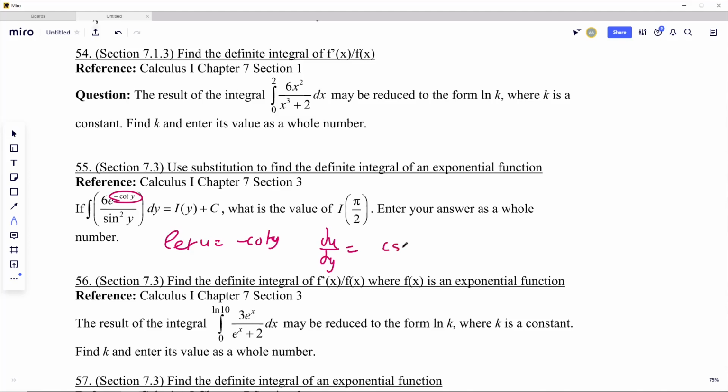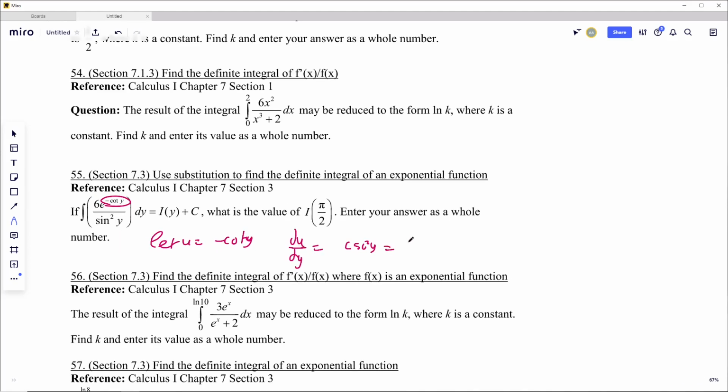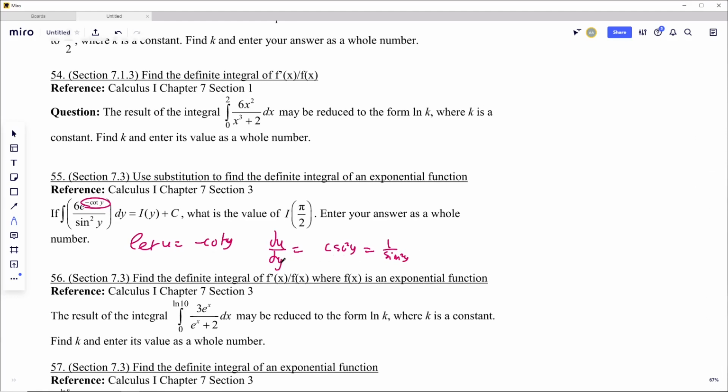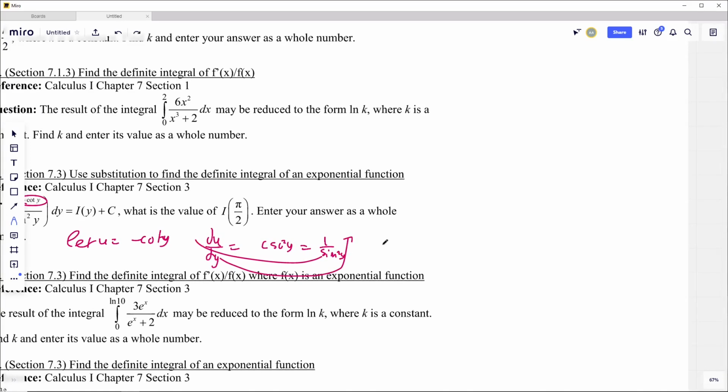So you're going to do du over dy, because we're working with y, equals, derive this, you're going to get cosecant squared y. How did I know? The derivative of cotan is minus cosecant squared, with a minus it becomes plus. Now cosecant squared is nothing but 1 over sine squared of y. So when you take dy to the other side and this to the other side, you're going to have dy equals sine squared y times du.